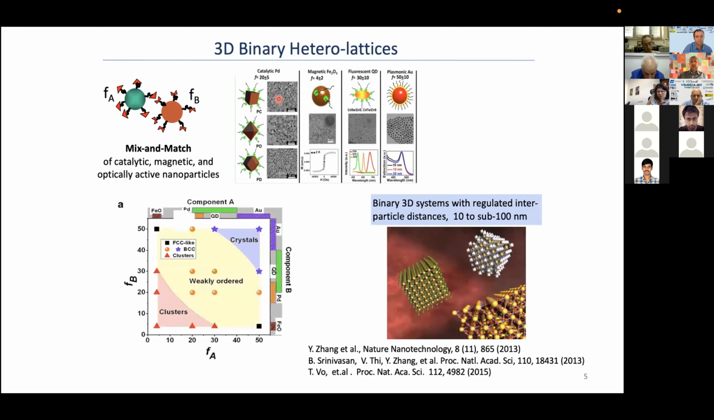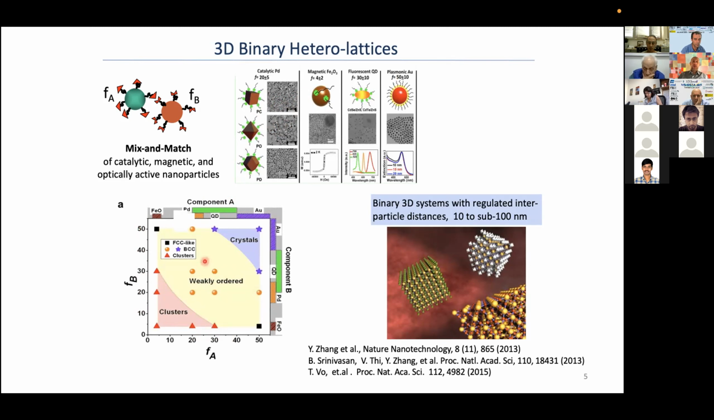We did detailed studies of how one can tune those parameters, for example, the relative size of the particles, grafting density, and so on, and how it leads to different types of structural organization, from crystals to weakly ordered clusters. And these are the main parameters for particles, for example, of the same size shown here: the number of grafted DNAs on one particle and the number on another.